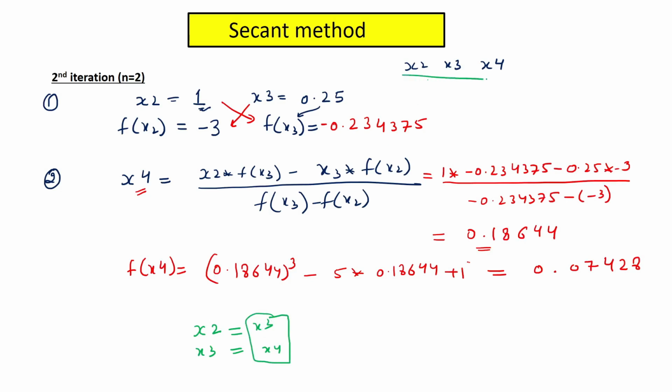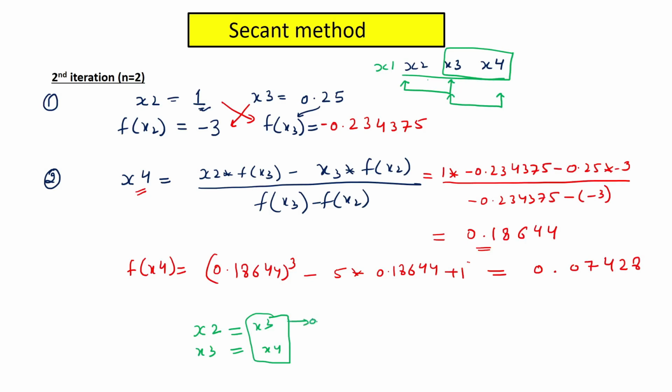That means out of these values, the last two values will be going into the third iteration. So we can see initially we had x1 and x2, then we found x3, and in the second iteration we started with x2 and x3. Now in the third iteration we will be starting with x3 and x4. That means the last two values are getting used in the next iteration.